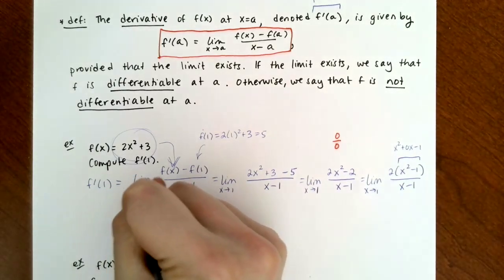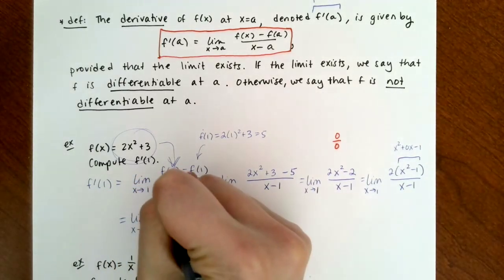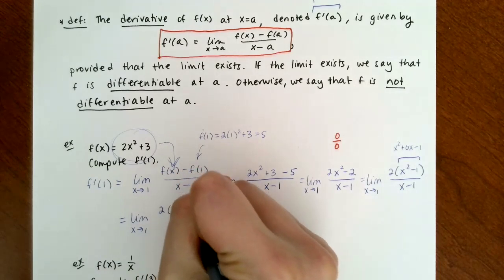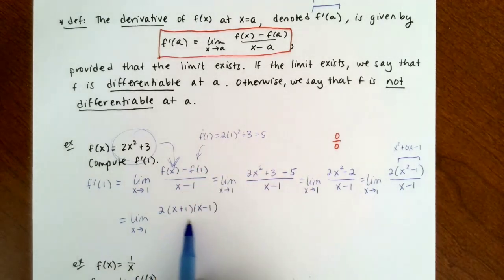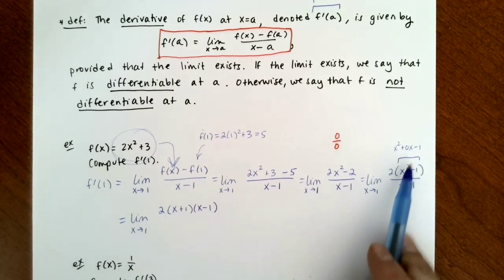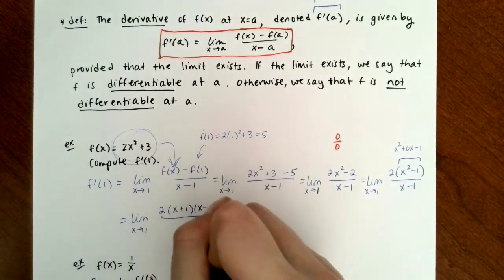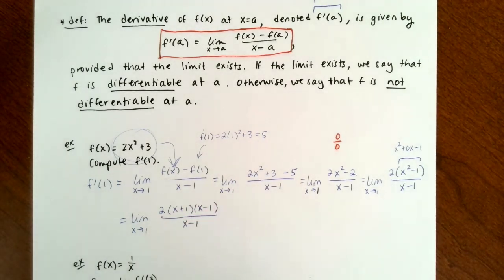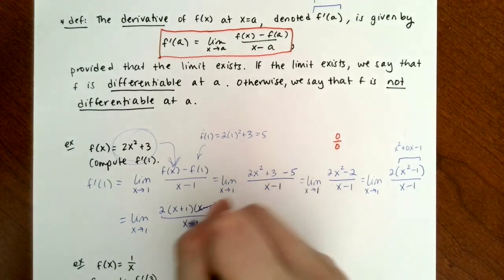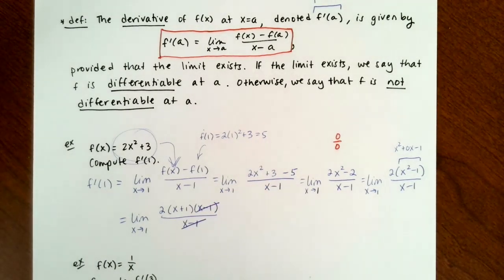So I'll continue down here. The 2 is still on the outside, and I have x plus 1, x minus 1. So positive and -1, they multiply to -1 and they add to 0. On the bottom, I have x minus 1. And then I can see the x minus 1's top and bottom that cancel out. And that's what was actually stopping me from plugging in 1.